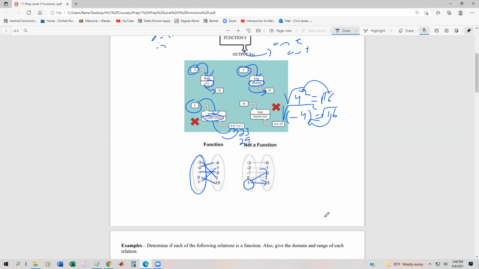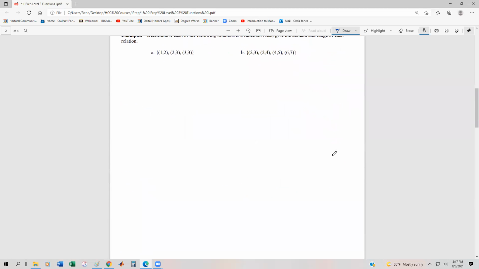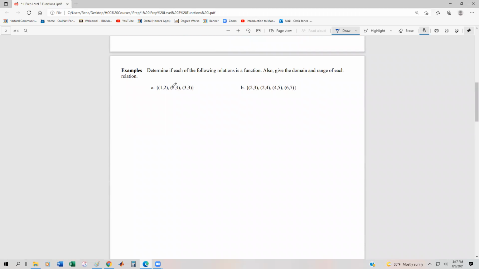So if we have the function machine and we throw 1 into it, and for some reason out of our function machine we get the numbers 0 and 15, then it's not going to be a function. These are the ways to think about what a function is and what a function is not with respect to relations. So let's take a look at some easy examples as to how to start working with these sorts of functions. So we have these relations.